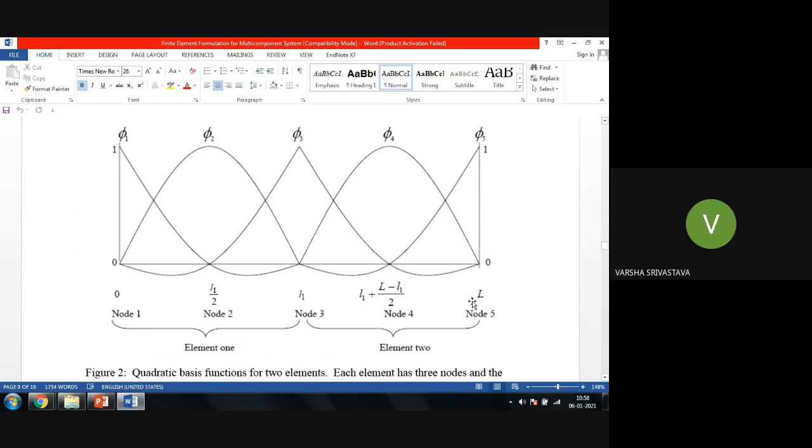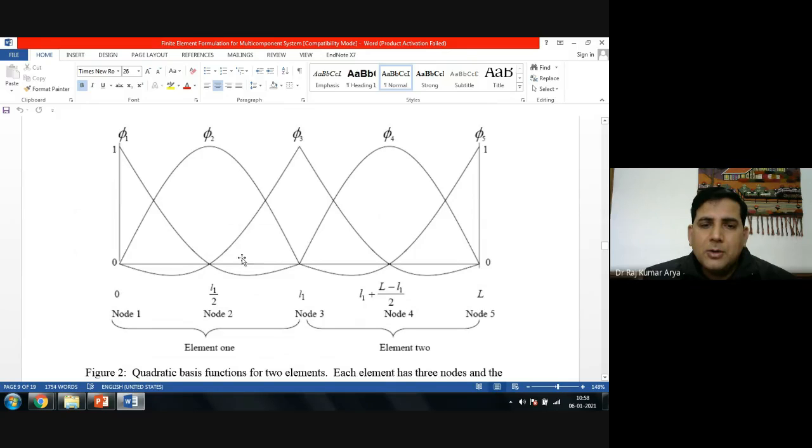Now in each element there is a midpoint. This is half of the element size, this is L1 by 2. Same thing here, whatever the length of element 2 is, the half of this is at this particular point.